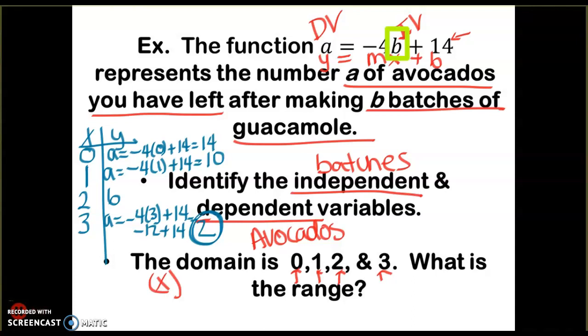So when we talk about our range, we talk about having 14 avocados, 10 avocados, 6 avocados, and then 2 avocados. And that's it. That's as low as I can go. So there's that one. Let's look at another one.